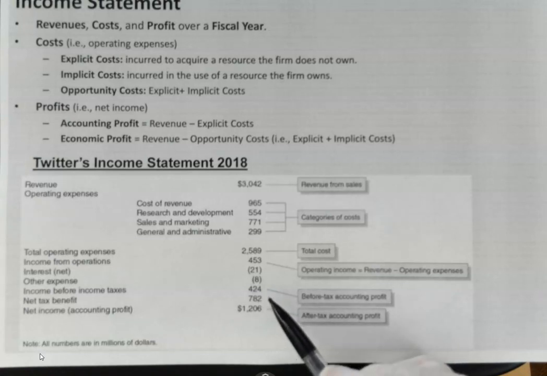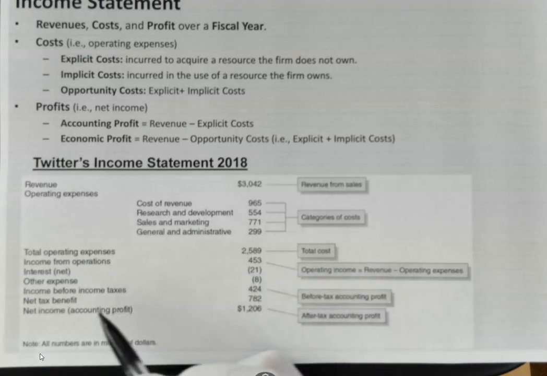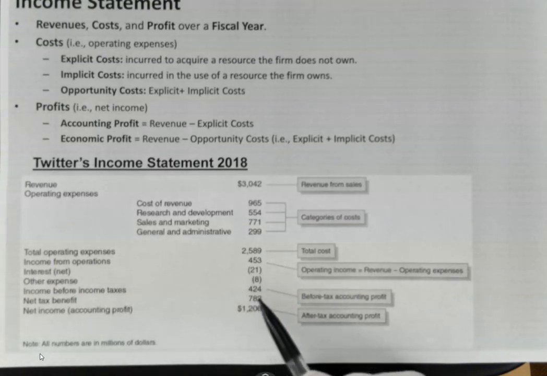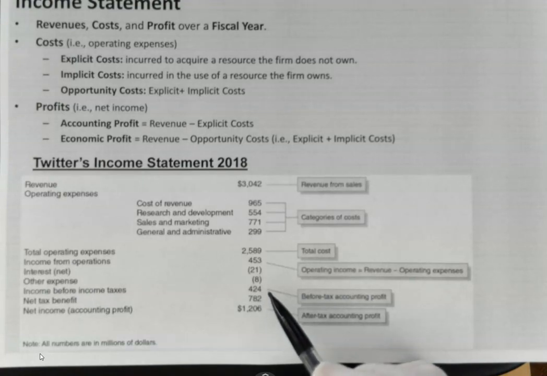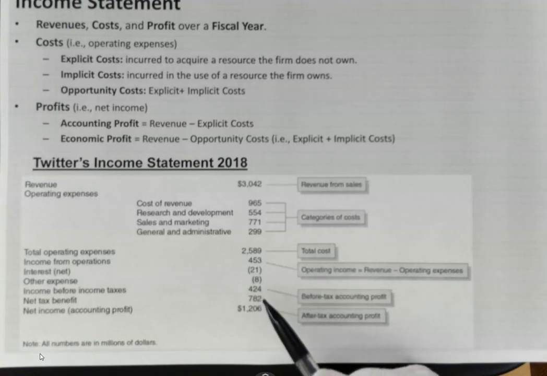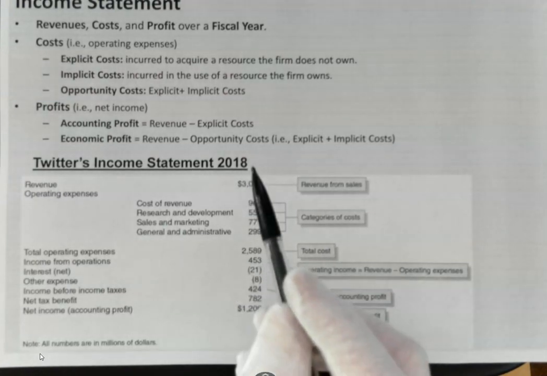Now, this is an interesting case because you'll notice this is not in brackets. This is their net tax. It's not their net tax cost. It's their net tax benefit. Meaning for Twitter, they actually got what we call a tax rebate. They probably overpaid in prior years. So they're able to take the income they earned before income taxes of $424 million and then add to that the $782 million that they got in a tax rebate. So their net income is $1,206,000,000.